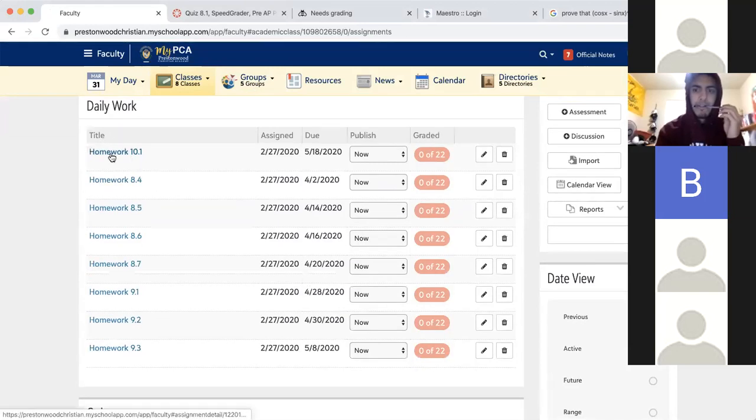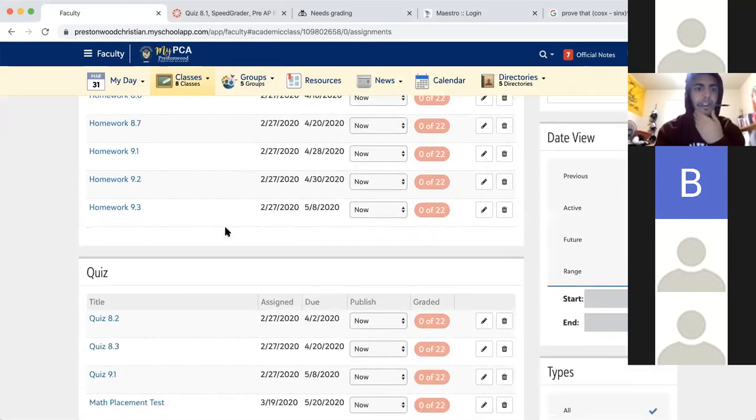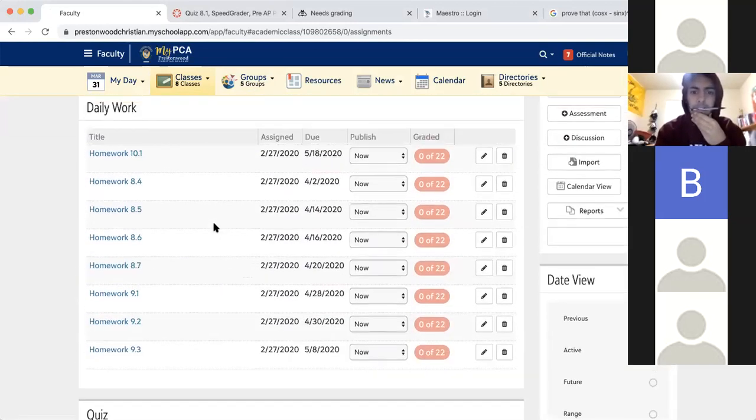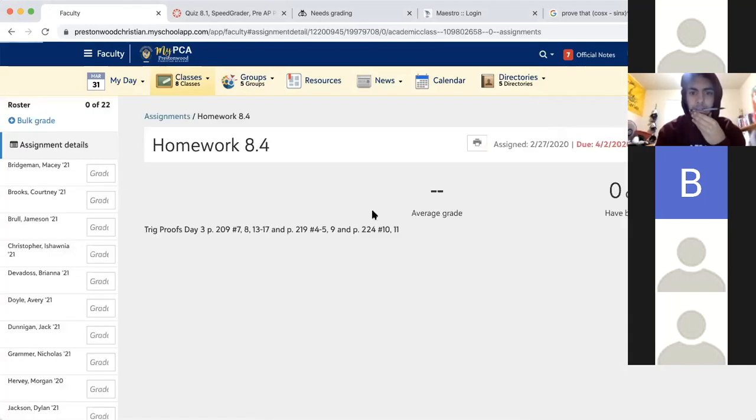So our homework, why is something labeled 10.1? Oh, it's not due till May. Look at me, all ahead of the game. This is homework 8.4, I believe. So here's the list: page 209, 7, 8, 13 through 17. And then 219, 4, 5, and 9. 224, 10, and 11. So I've tried to pick and choose that second section there. 219 and 224 are both on the sum and difference identities. And then this first section is that page I was looking at with you.